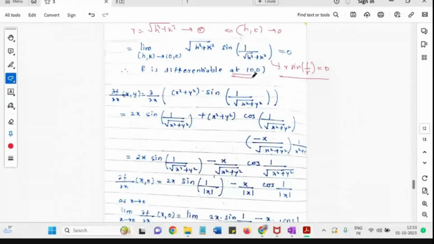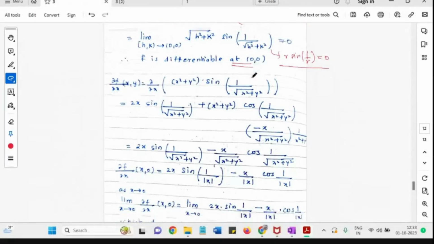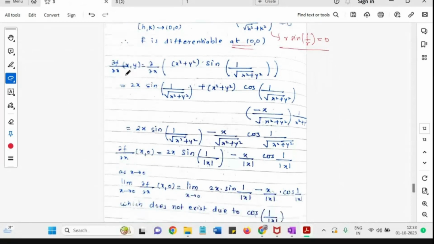But you can check on your own if I'm talking about the partial derivatives here. If I'm looking at dou f by dou x, you can take a partial derivative here by applying the u-v formula and all the other formulas. It will turn out to be this function. Particularly when y is equal to 0, it is 2x into sine 1 upon mod x minus x upon mod x into cos 1 by mod x.